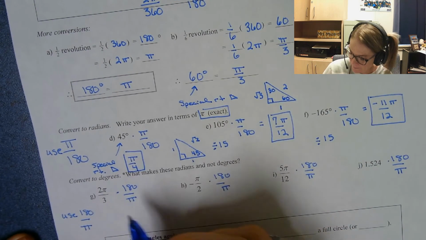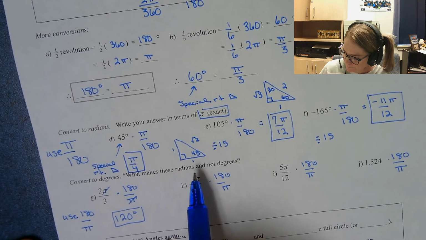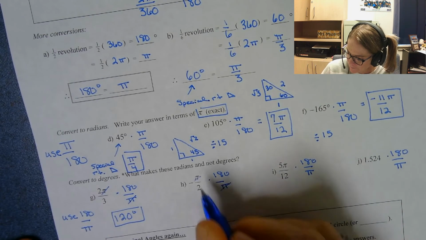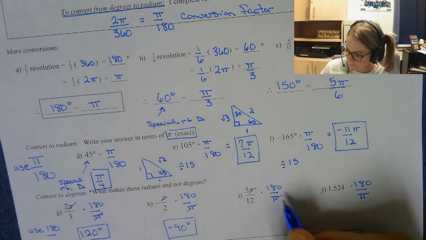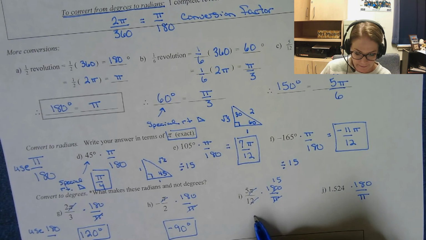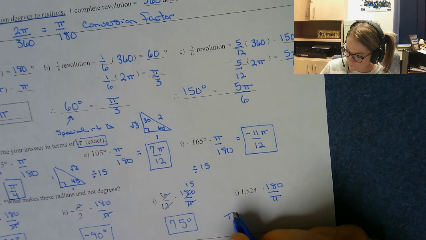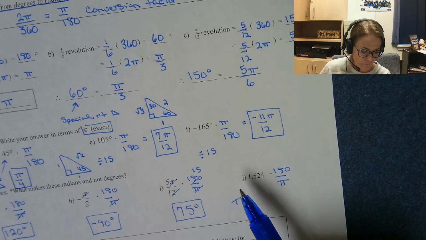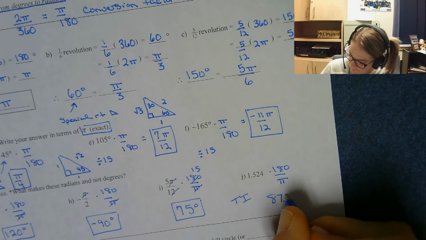All right, so the pi's cancel. 3 goes into 180 60 times. This is a 120 degree angle. We will use this one quite a bit too. We'll talk more about that later. Pi's cancel here, and then this is a negative 90 degree. Okay, cancel. We saw that went 15. This is a 75 degree angle. And then this one you would just basically use your TI. Nothing cancels. You would just do 1.524 times 180 divided by pi. So on the TI, this is 87.32.